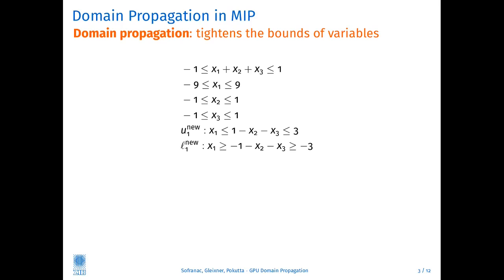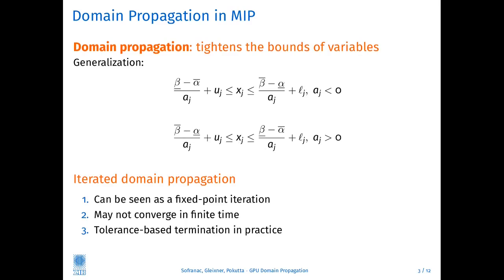Similarly, we can repeat the process for the lower bound. We would now look at the maximum value of the sum of remaining variables and conclude that x1 has to always be greater or equal than -3. If we generalize this process to arbitrary linear constraints, we get a formula as you see on the slide. The exact algebra is not important for our discussion. Just note that the upper and lower bounds are a function of the left and right hand sides of the constraint, the betas in this notation, constraint coefficients a_j, current lower and upper bounds of the variable in question, and the generalization of the concept of minimum and maximum value of the sum of remaining variables, which are called the minimum and maximum activities.